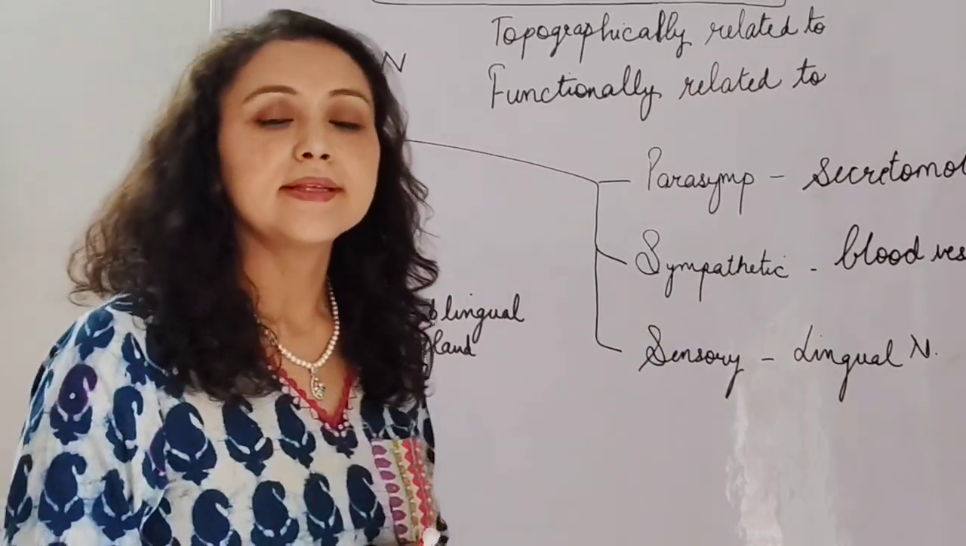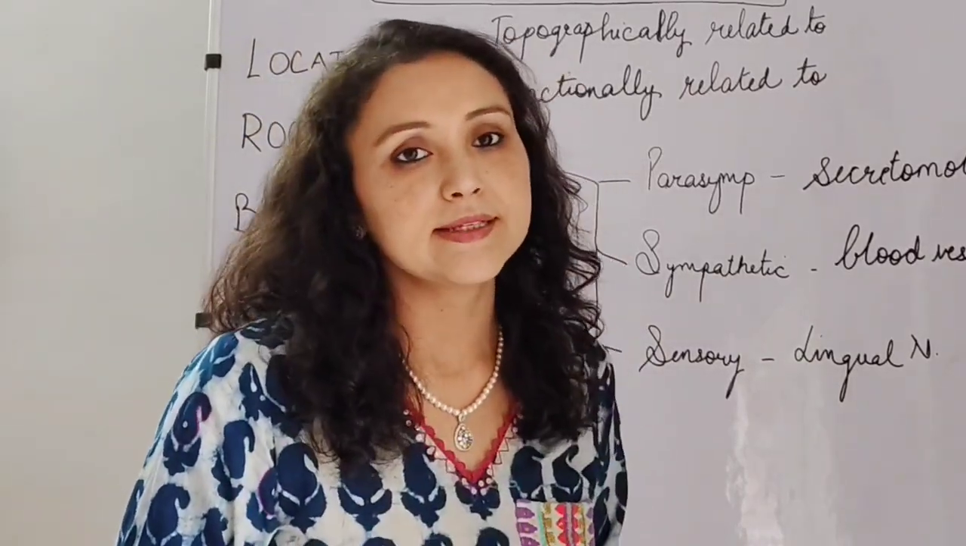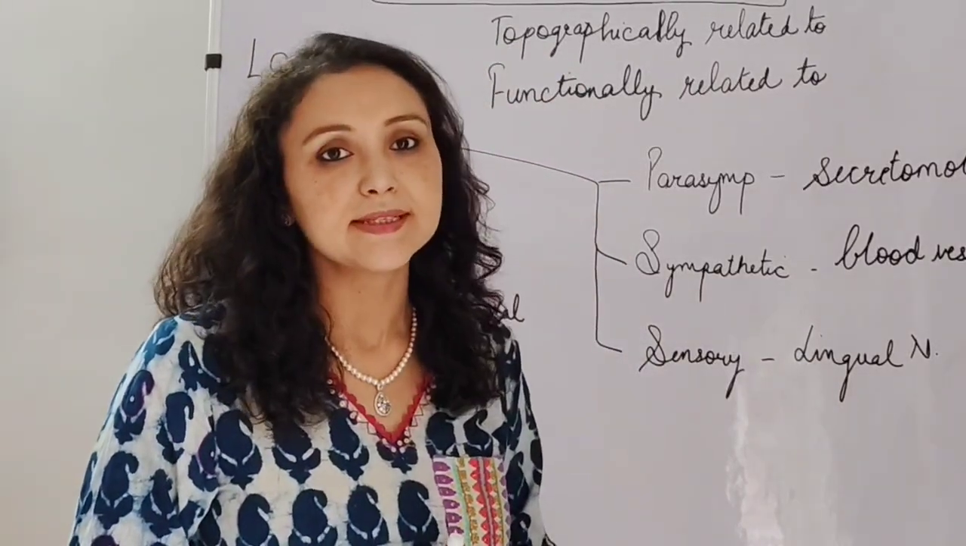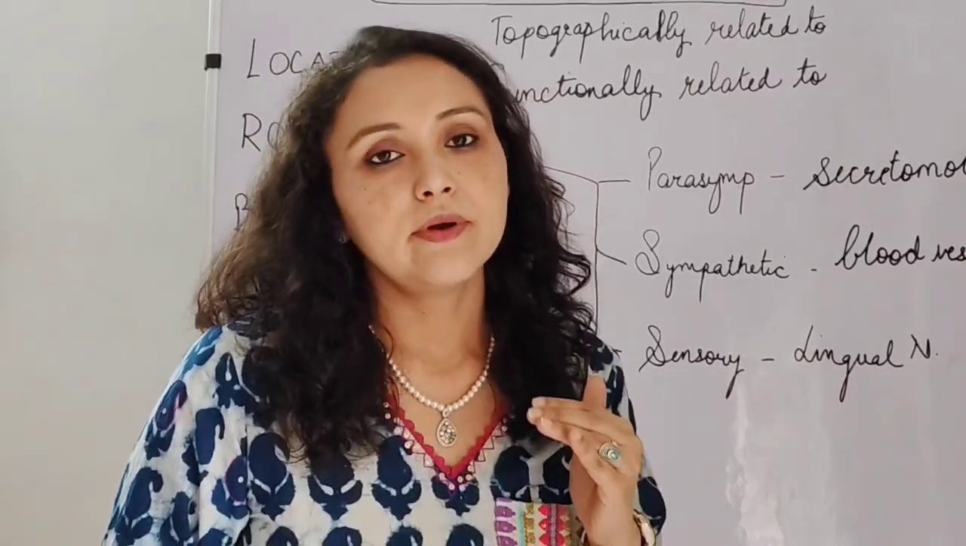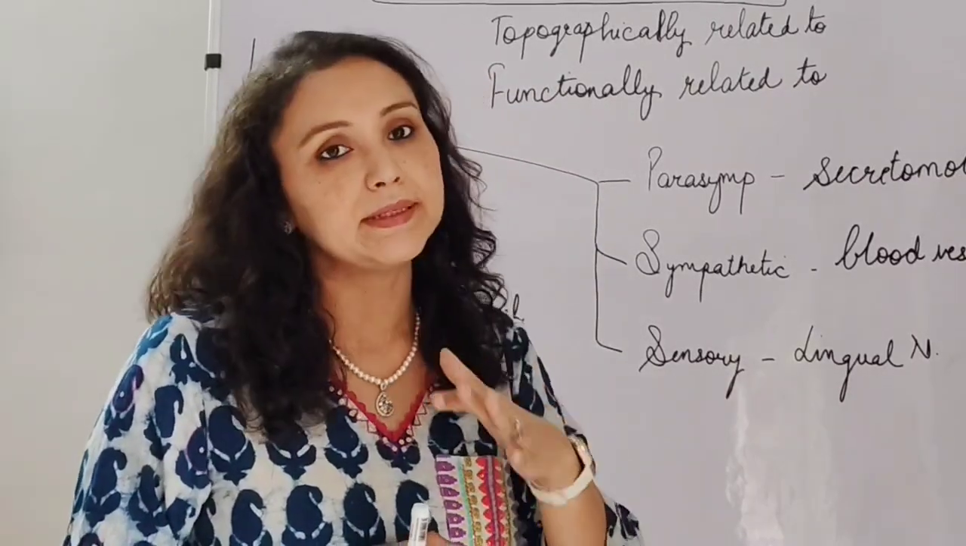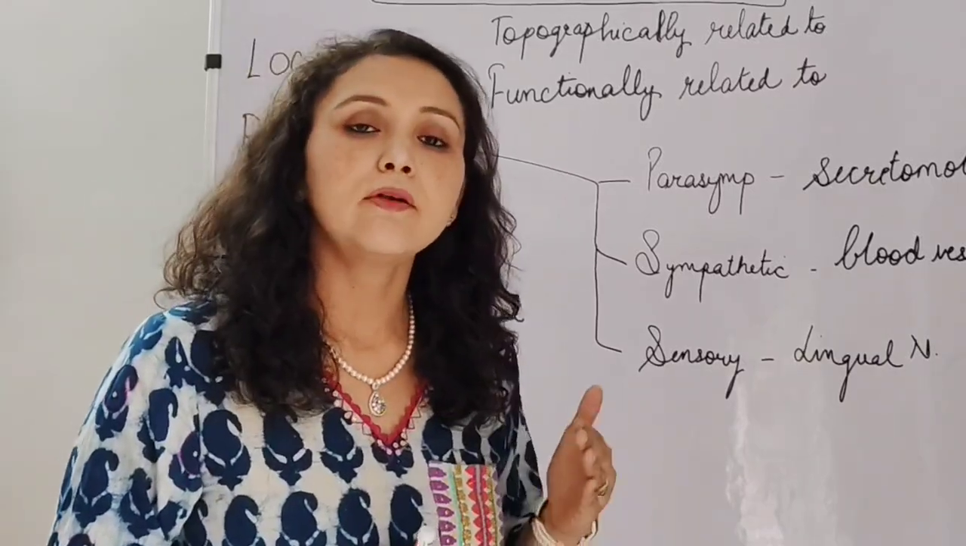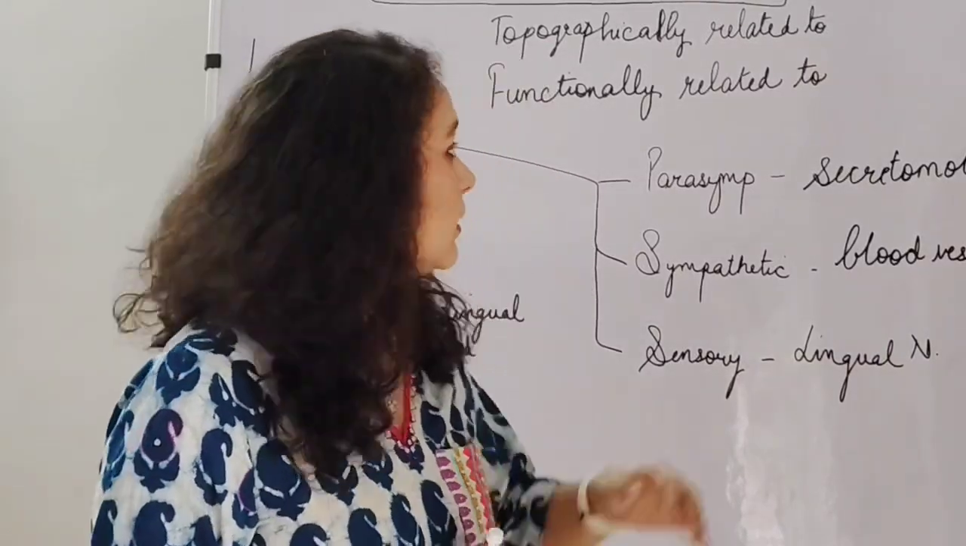Okay, now we discussed that first we have to cover the ganglion under these three headings: location, roots, branches. Coming to the location, the submandibular ganglion is present on the hyoglossus muscle. It is present on the hyoglossus muscle, so you have to remember this muscle name.